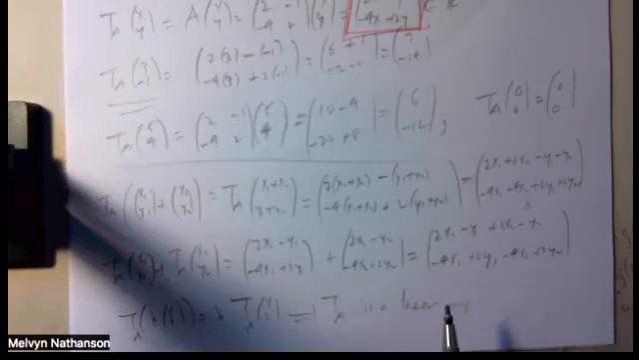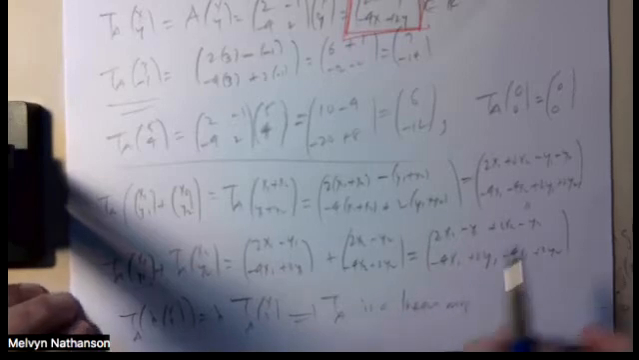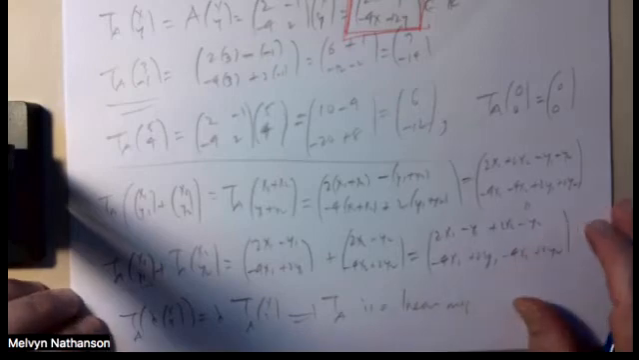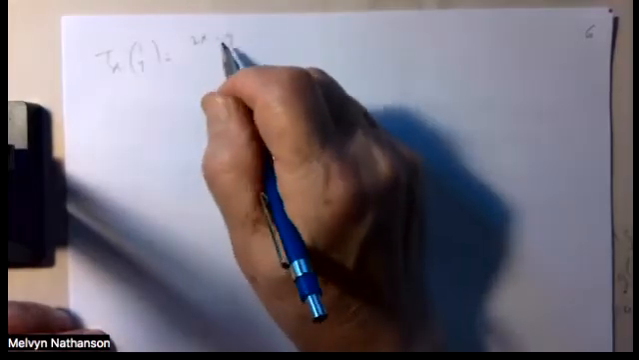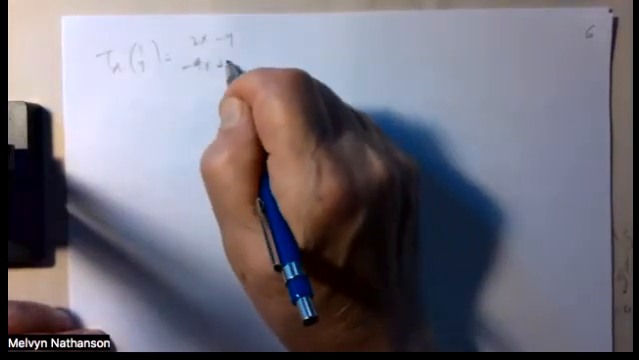And we need to compute the kernel and the nullity, which means the dimension of the null space, and the image and the rank, which is the dimension of the image. So again, let me write this. T_A of (x, y) is (2x - y, -4x + 2y).